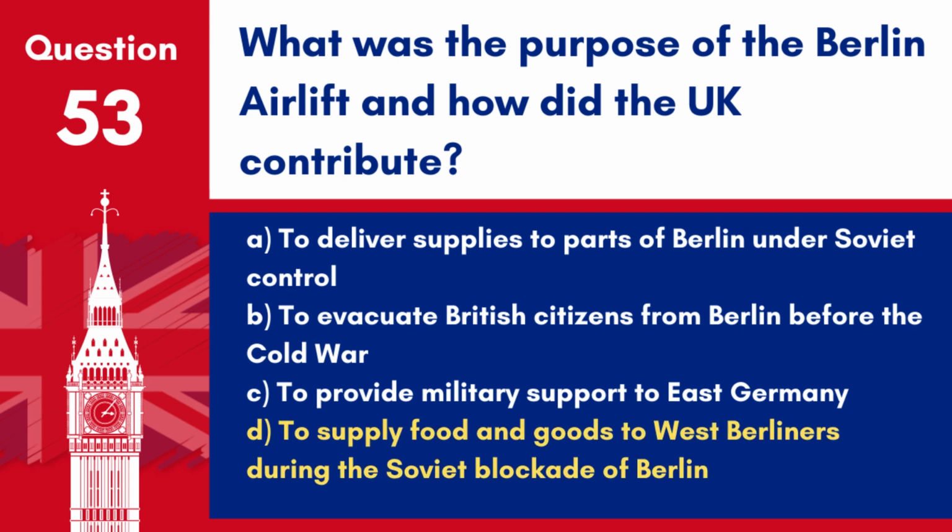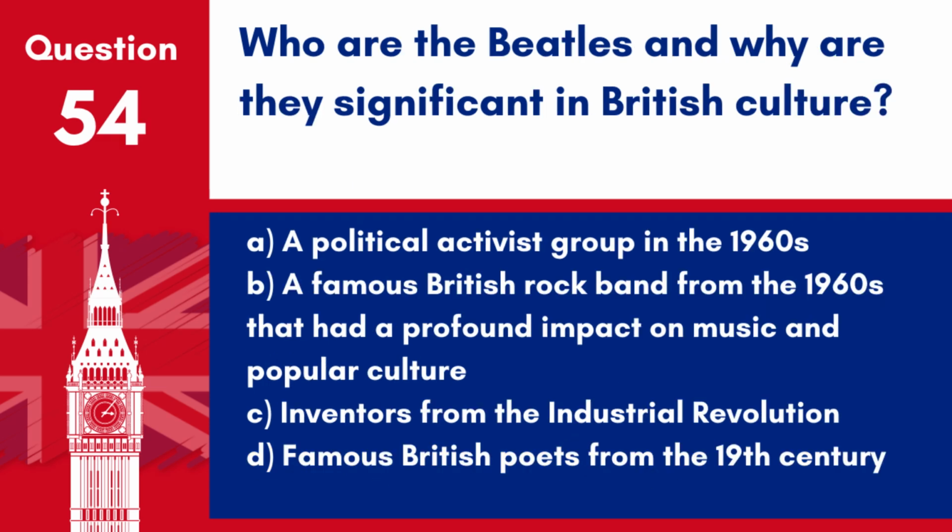Answer. D. To supply food and goods to West Berliners during the Soviet blockade of Berlin. The UK, along with the US and other allies, played a crucial role in the Berlin airlift, flying thousands of missions to provide necessary supplies to the citizens of West Berlin during the blockade by the Soviet Union in 1948 to 1949.